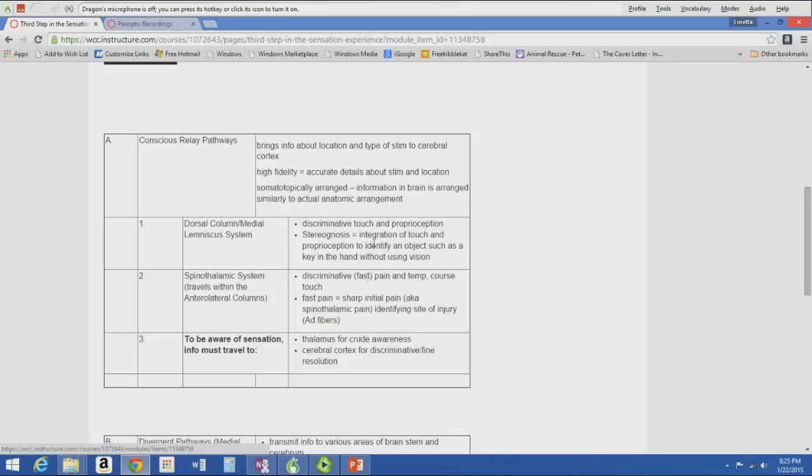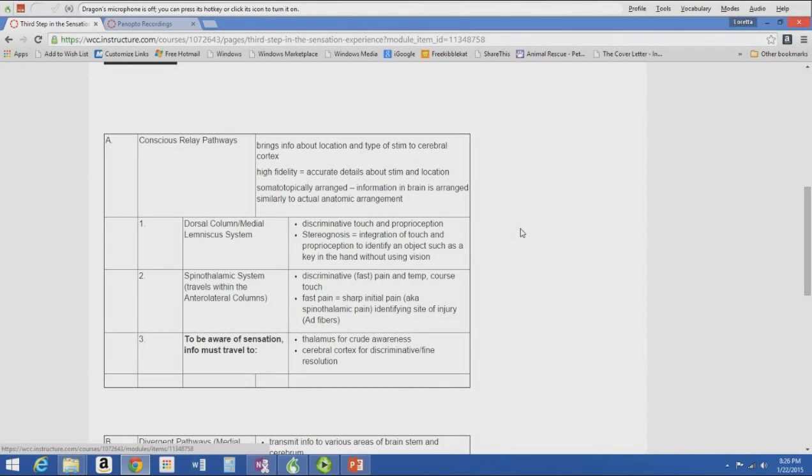So the spinothalamic system goes from the spine to the thalamus. Okay, the thalamus is what's going to alert the cerebral cortex that here's some information we need to be consciously aware of. The spinothalamic system is in the anterolateral columns, and the dorsal column is the dorsal side of the spinal cord, and that's where the discriminative touch and proprioception runs. The spinothalamic system is in the anterolateral column. It transmits discriminative, fast pain, temperature, and coarse touch.